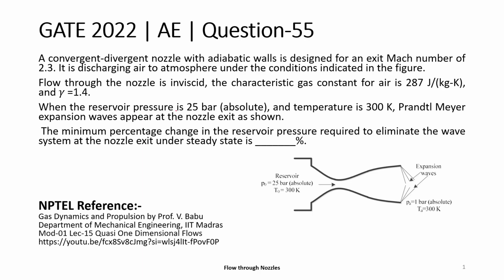When reservoir pressure is 25 bar absolute and temperature is 300 Kelvin, Prandtl expansion waves appear at the nozzle exit as shown. So at this pressure condition, these expansion waves are appearing at the nozzle exit. The minimum percentage change in the reservoir pressure required to eliminate the wave system at the nozzle exit in the steady state is asked, in percentage.